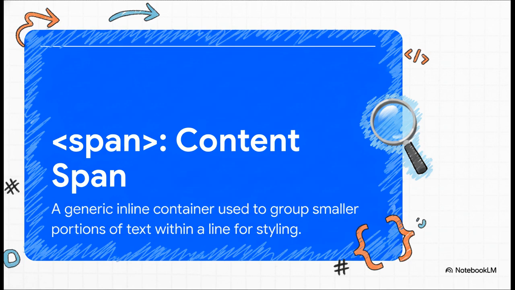Okay, so that's for the big stuff. What about the small stuff? Well, if a div is a big box, then the span element is like a highlighter. It's made to wrap a specific word or phrase right inside a line of text, which lets you target it without creating a whole new line or block.